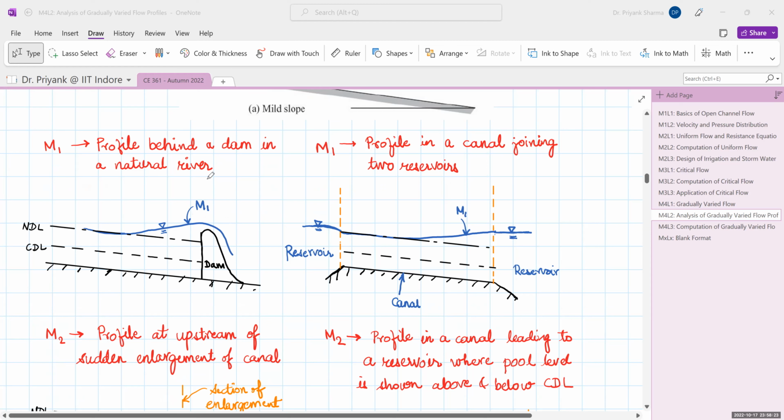So the M1 profile is formed. It is also formed when a canal of mild slope is joining two reservoirs. Reservoirs have a high pool of water. So in the mild slope, when it is joining the two reservoirs, again this is a backwater curve and the M1 profile is plotted. This way you can plot the profile.